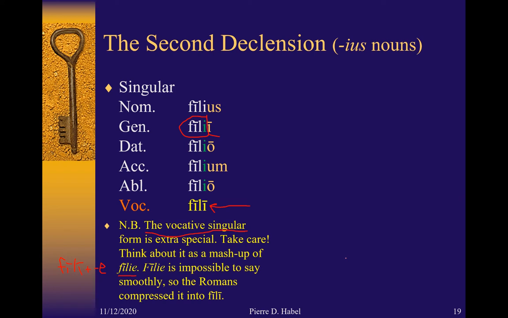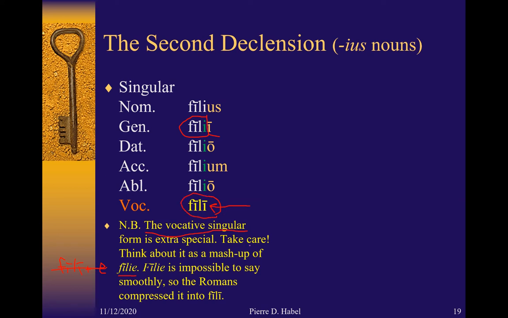Filia, filia. Can you feel how awkward it is if you say it? How awkward it is to pause between the I sound and the E sound? It's awkward. It's funky and chunky to say. So the Romans didn't say that. They smoothed it out by blending the I and the E together. And that blended sound is what we see up here on the end of fili.